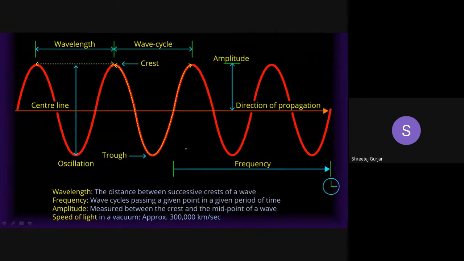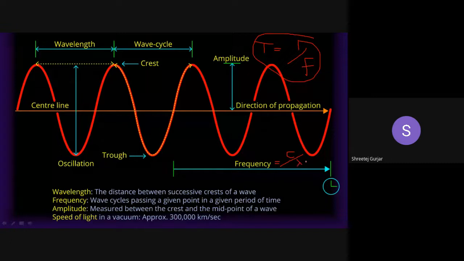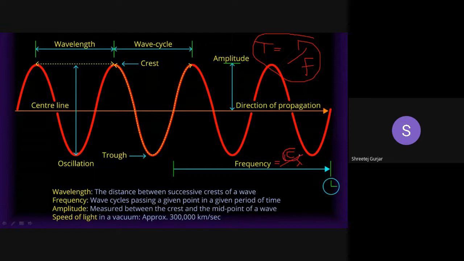Coming to time period. Time period is nothing but the inverse of frequency. Frequency is also equal to c by lambda, where lambda is your wavelength and c is the velocity of your wave. c is also the velocity of light, right? Can you tell me what is the velocity of light? Small c, velocity of light.